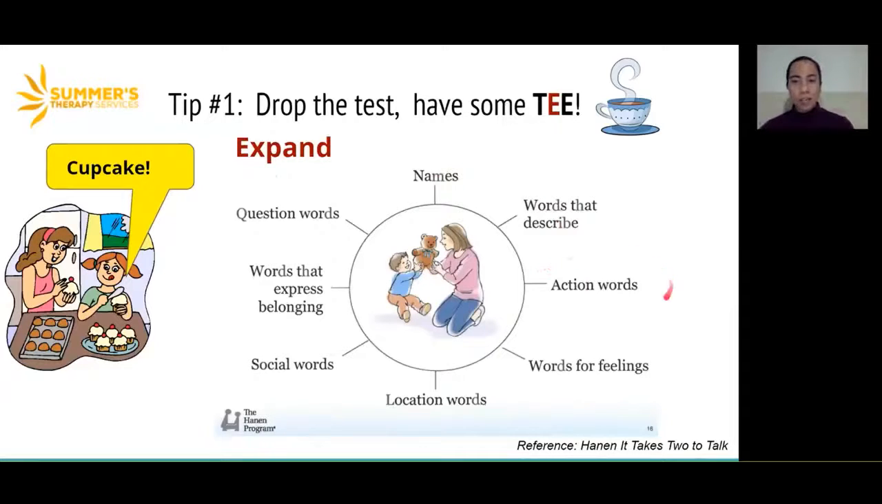We can talk about the action words. Oh, this is very important. Talk about what you do with the cupcake. You eat the cupcake, keep the cupcake, spread the cupcake, give the cupcake to me.